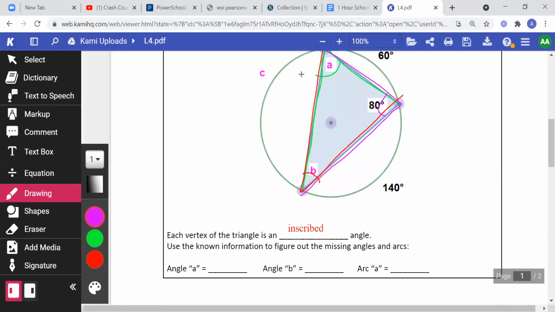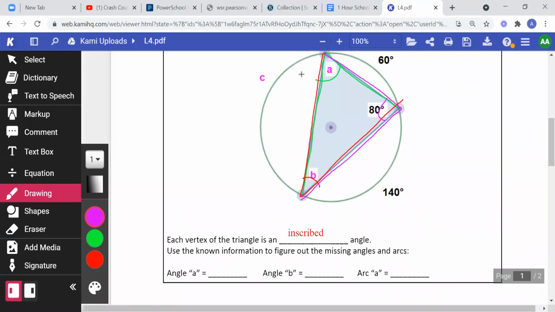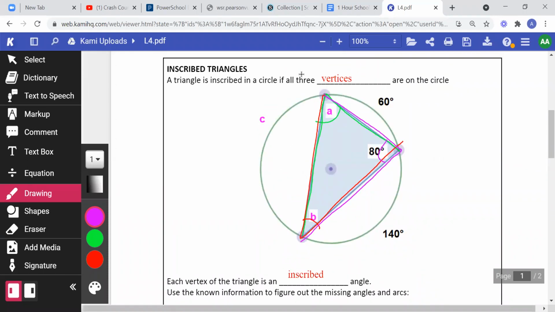And then let's find the values of these various arcs. Here, a green arc, which represents A, has this intersecting arc, which is 140. And we know that the inscribed angle is always half the arc. So to get this angle A, you're going to do 140 divided by 2. So that gives us 70.